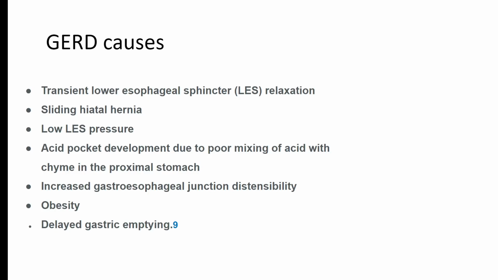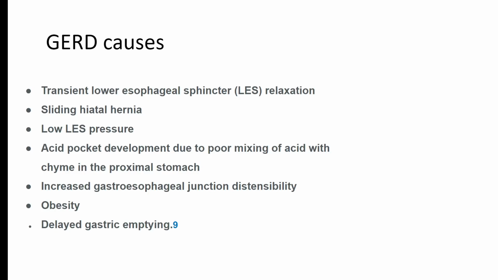Then acid pocket development due to poor mixing of acid with chyme in the proximal stomach. If the stomach shape is abnormal, particularly if the fundus has become quite huge, in that condition too it can result in gastroesophageal reflux. And if the gastroesophageal junction has become more distensible, this again is very common in obesity. Patients with obesity tend to have a distended esophageal junction, and patients who have undergone thoracic surgery tend to develop the same issue. This also is another issue.